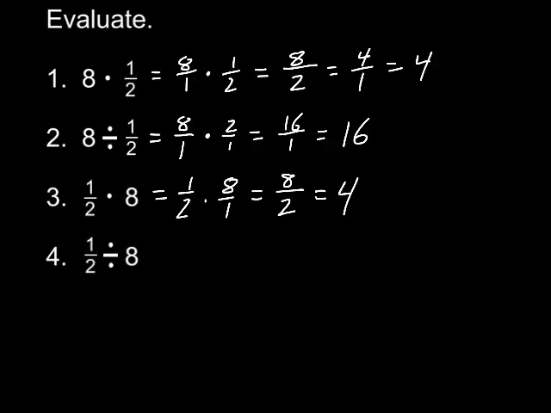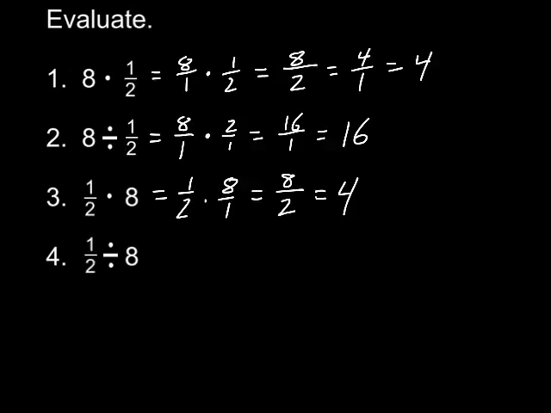Which, it's good that we just got the same answer for number 1, right? Because it's the same numbers being multiplied together. And remember, in multiplication, the order does not matter. So 8 times 1/2 should be the same as 1/2 times 8.